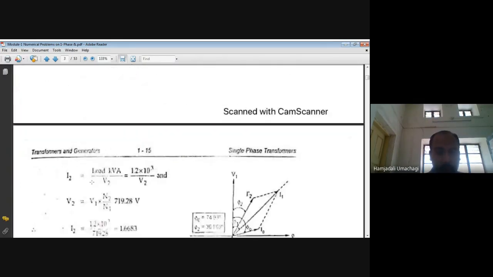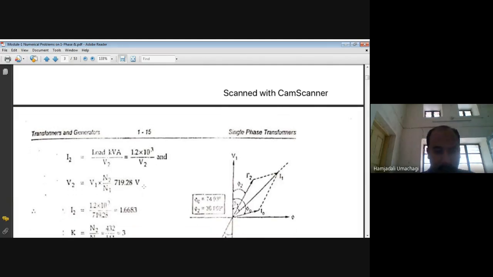So load means it will be connected on the secondary side. So load kVA is equal to I2 into V2, or otherwise secondary current I2 is equal to load kVA divided by secondary voltage V2. So load kVA is 1.2 kVA, that is 1.2 into 10 raised to 3, and V2, this value, it is unknown for us.